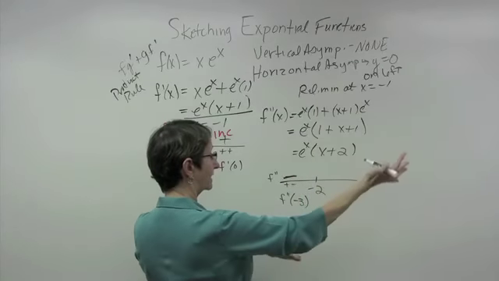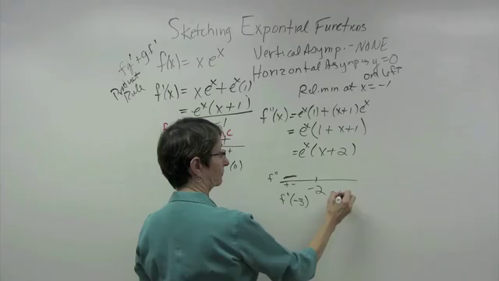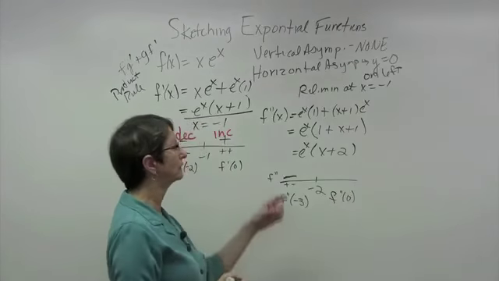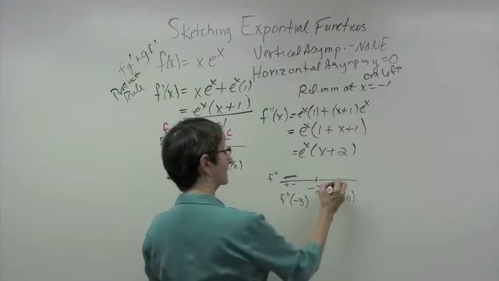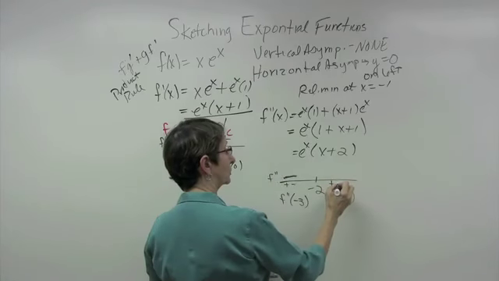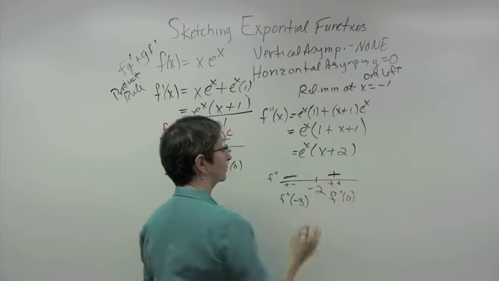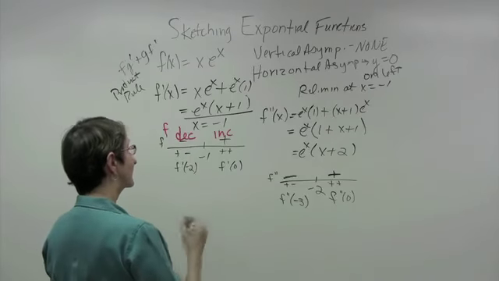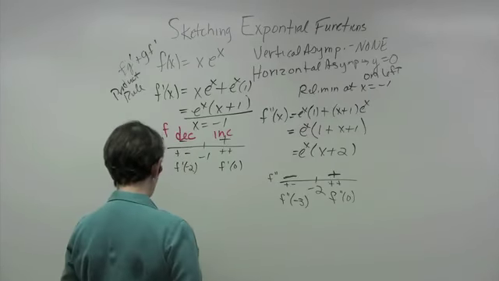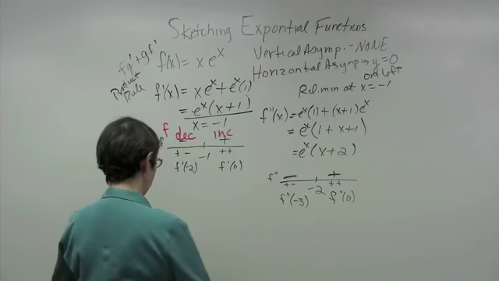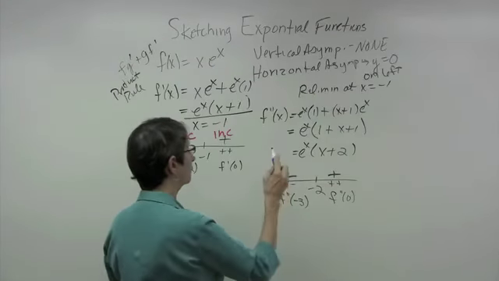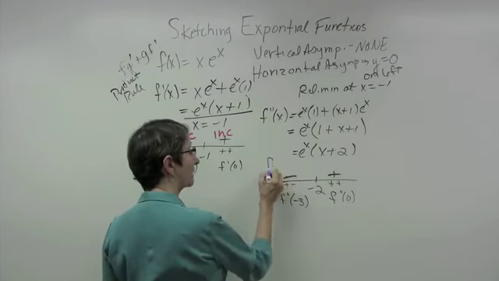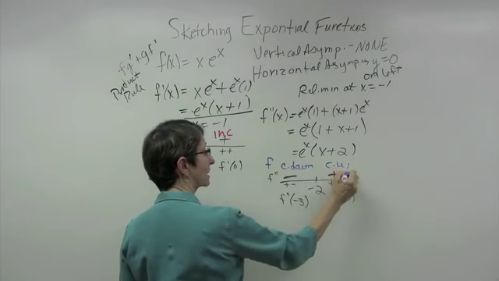Let's go to the right of -2. I like 0 for this one. E to the 0 is 1, that's positive. 0 plus 2 is 2, that's positive. Two positives multiply to give me a positive. Second derivative tells me concavity. So I know that my original function f here, second derivative negative, is concave down. Positive here means the function's concave up.